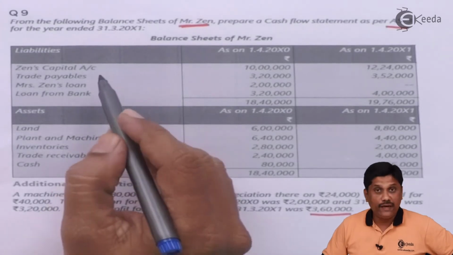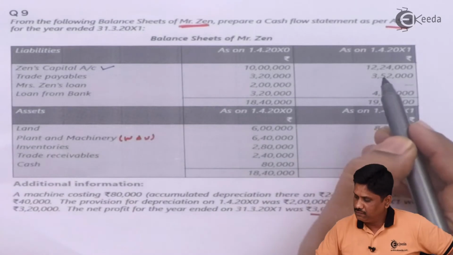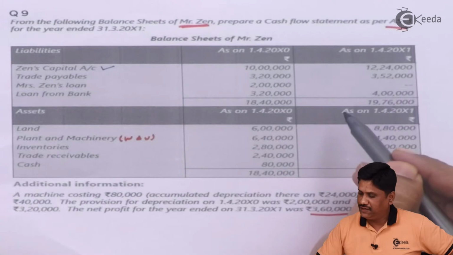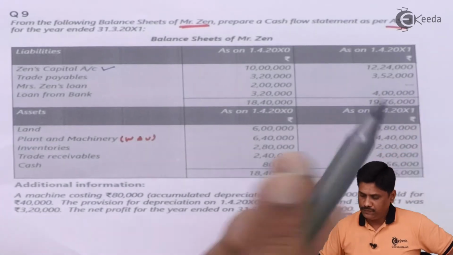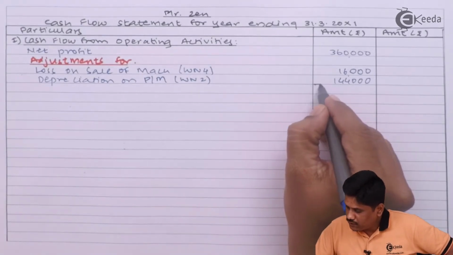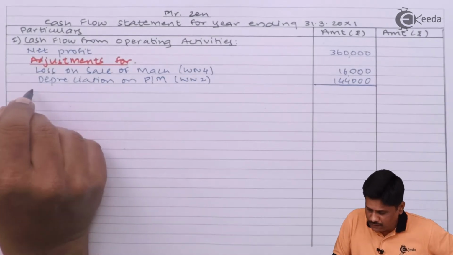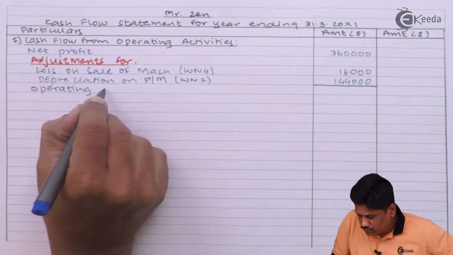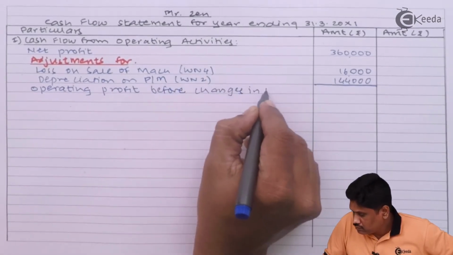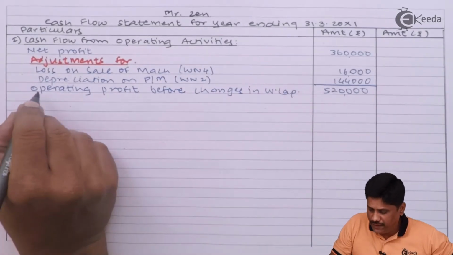Beginning with, firstly, the capital liability side. Capital account we have already prepared and closed. Trade payable, earlier it was 320, now it is 352. So there is an increase in trade payable. So here, firstly let me find out operating profit before changes in working capital, ₹5,20,000. Thereafter, we will do adjustment for changes in working capital.